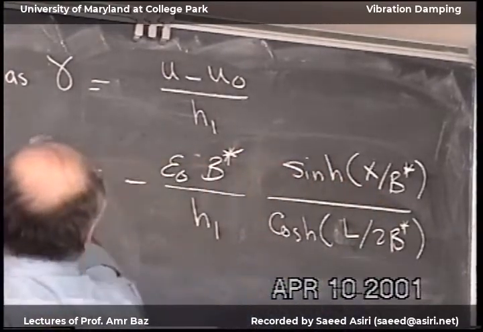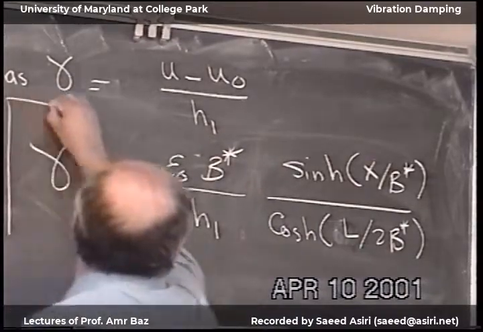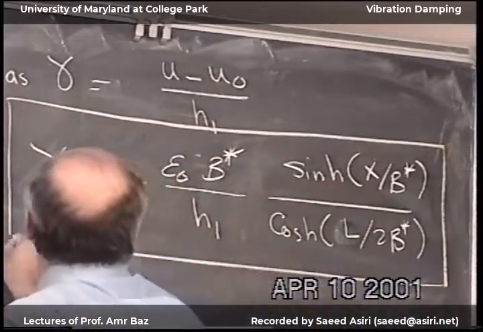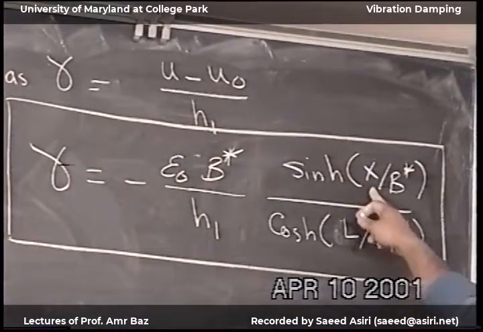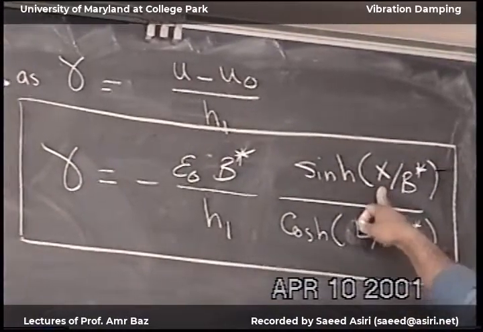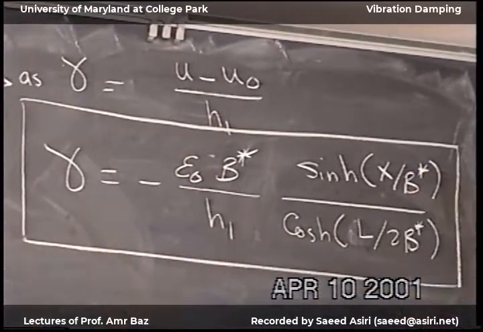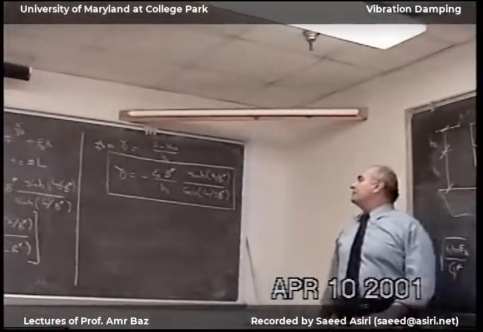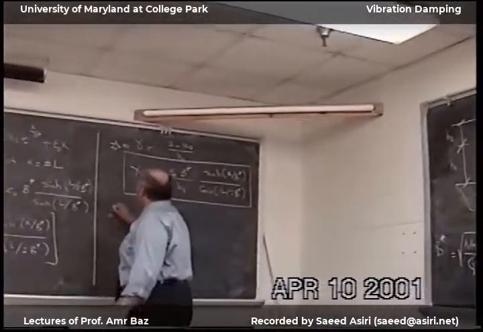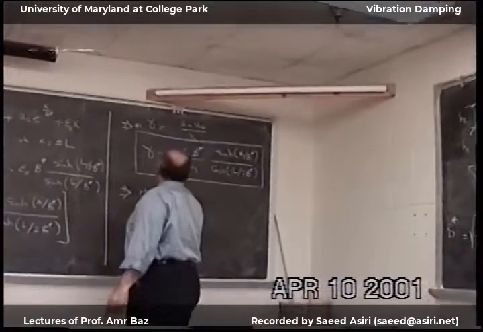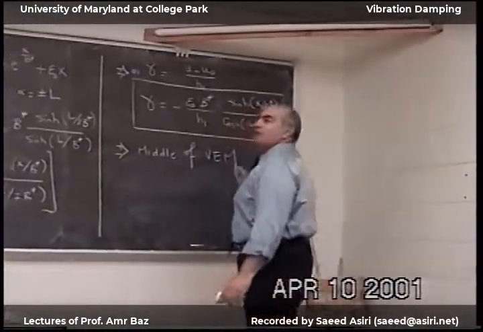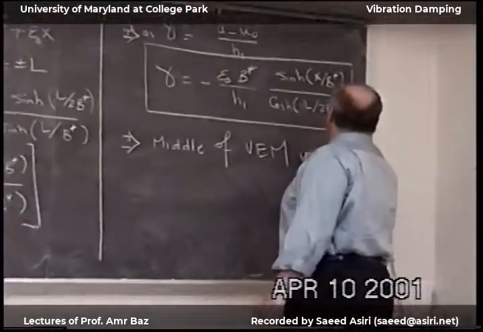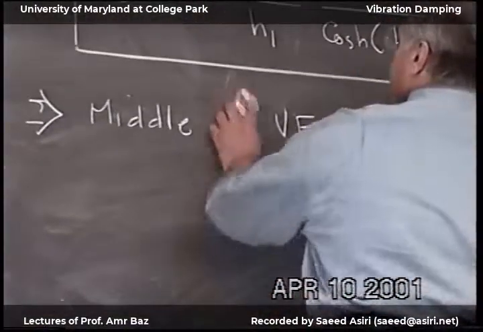Gamma. Again, the same story. At x is equal to 0, the sinh is equal to 0. I don't have any shear strain in the middle. When this is maximum, I have maximum at the edge. So now the middle of the viscoelastic material is ineffective in energy dissipation. The middle zone.